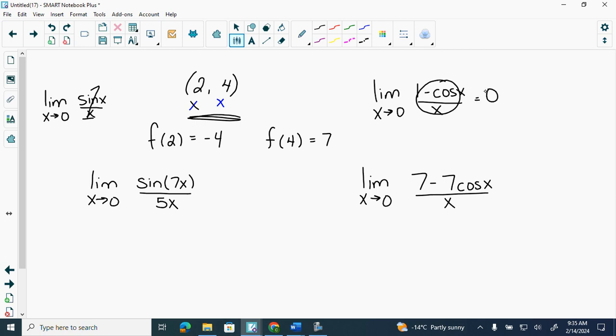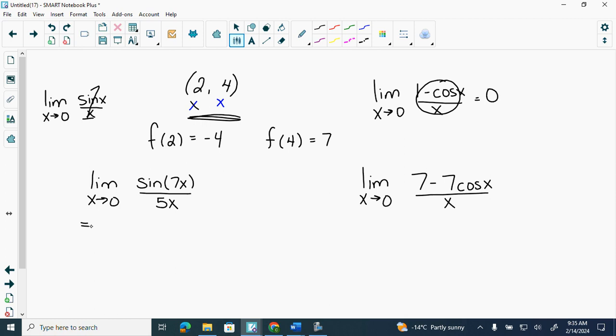That was the rule. So for this one, I have sine 7x over 5x. Well, I need it to be over 7x, correct? And other times I've given you sine 7x over sine 5x. Then you have to make it a fraction, times the top by 7x over 7x, and the bottom by 5x over 5x. We had to do that, correct? But this one only has a sine on the top.